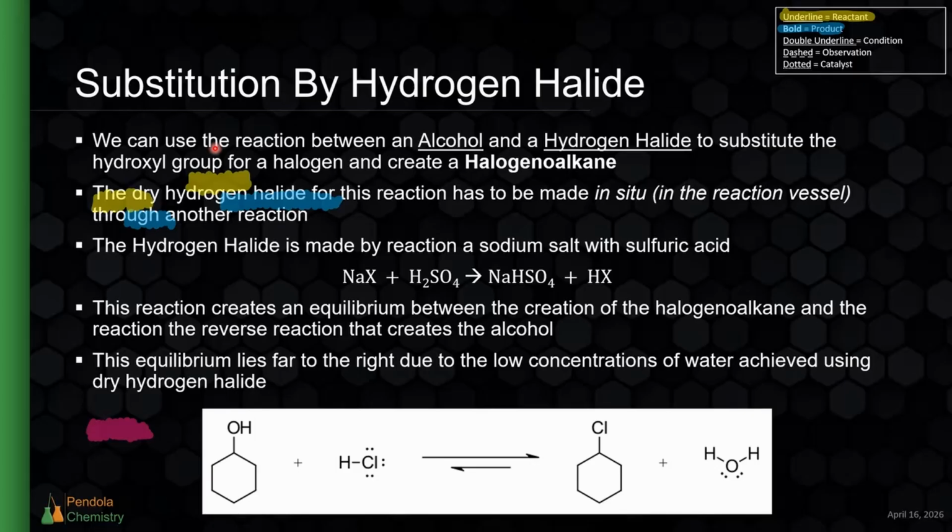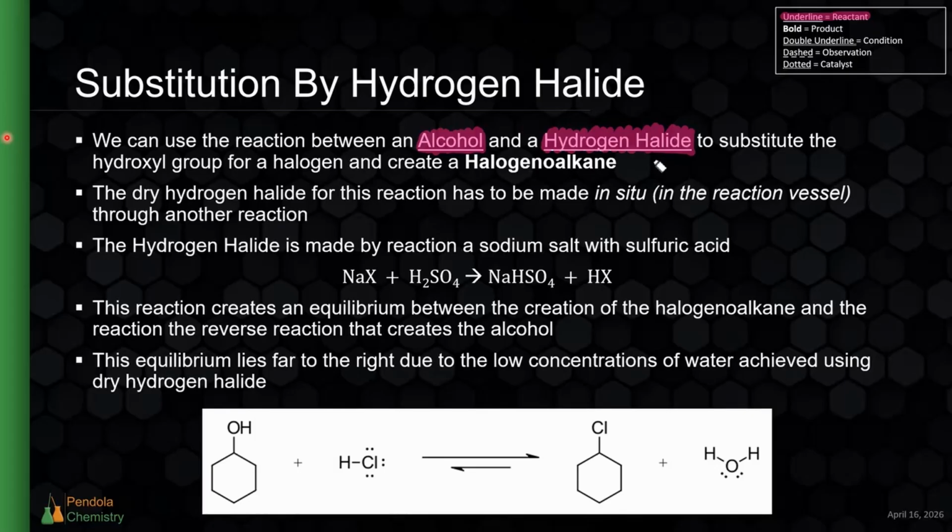Another reaction that our alcohols can undergo is a substitution reaction by hydrogen halides. In essence, alcohols can react with hydrogen halides, which if you remember is just any halogen with a hydrogen attached to it. So something like HCl, HBr, HI. These two are going to react with each other, which is why we have them here underlined, because they're reactants. And when they do so, a substitution reaction happens.